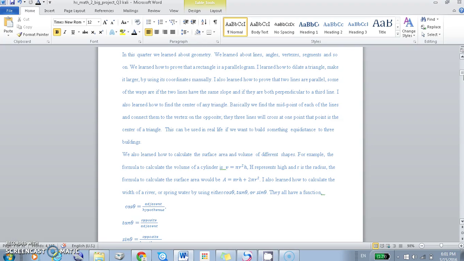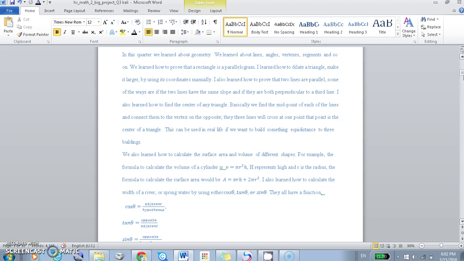I also learned how to prove that two lines are parallel. Some of the ways are if they have the same slope, or if they're both perpendicular to a third line. I also learned how to find the center of a triangle. Basically, we find the midpoint of each of the sides and connect them to the vertex on the opposite side, and the three lines will cross at one point, and that point is the center of the triangle.